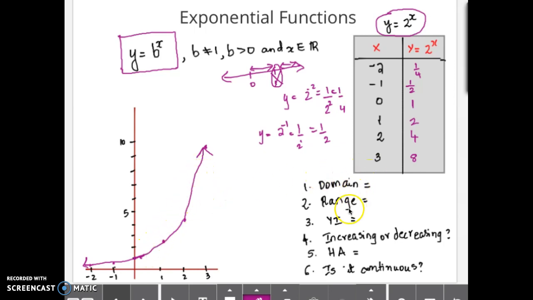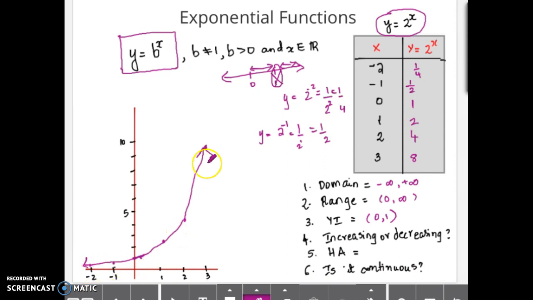Now let's talk about some properties of this graph. See that the domain is from -infinity to positive infinity, which are the x values. The range is just above the x-axis. This graph is not going below the x-axis. So the range is from 0 to positive infinity. The y-intercept, where it touches the y-axis, is the point (0, 1). So we're going to put (0, 1) as the y-intercept.